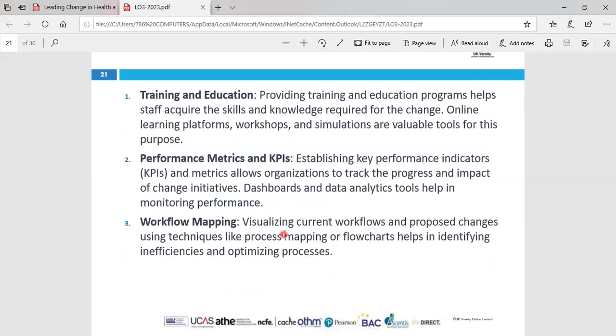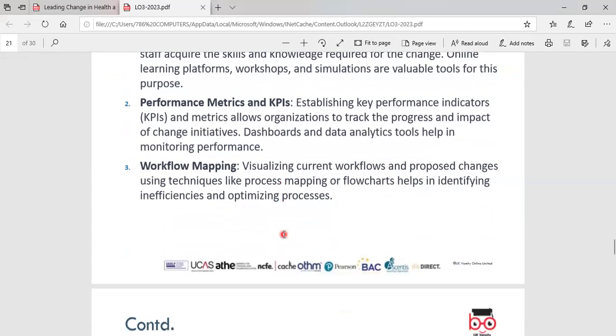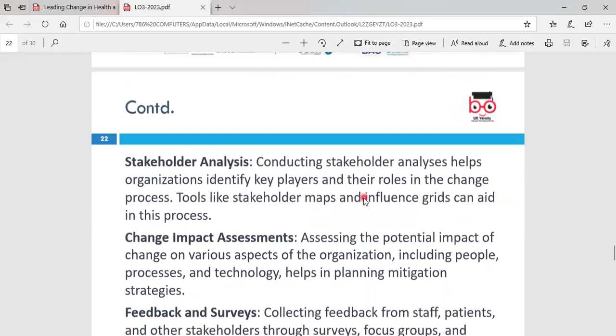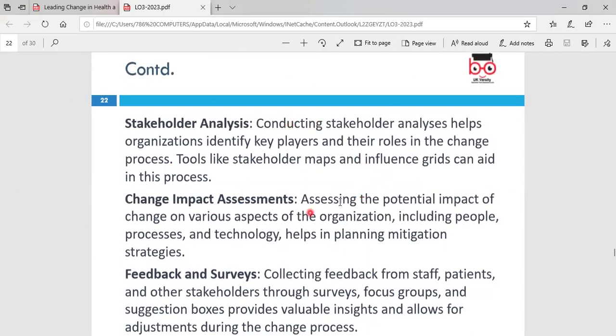Workflow mapping is very important, which helps with workflow charts. It shows you a map of how the work is being done and what gaps there are. Stakeholder analysis, obviously, you have various stakeholders. Then analysis, we've talked about them earlier.